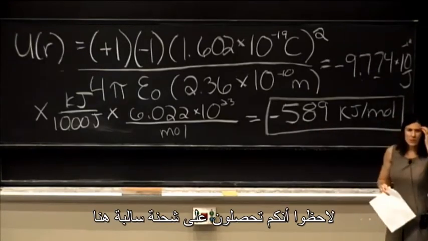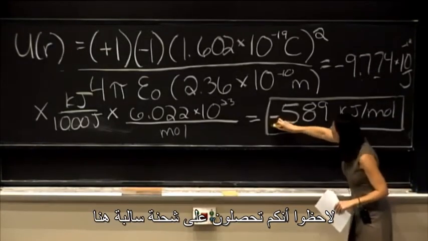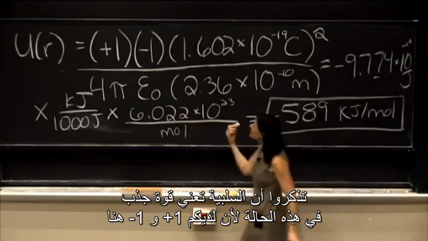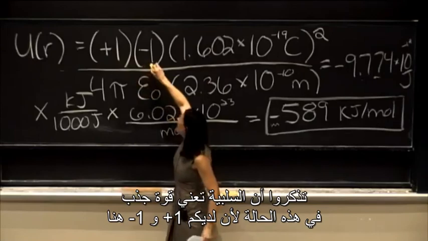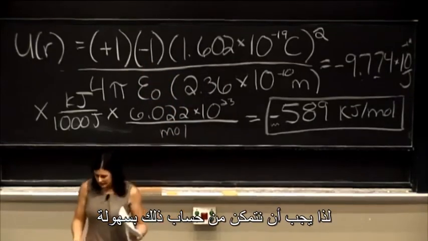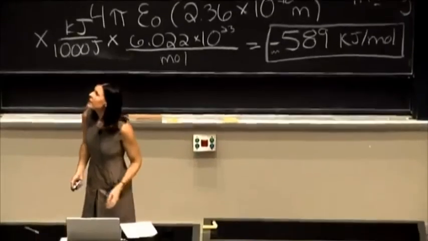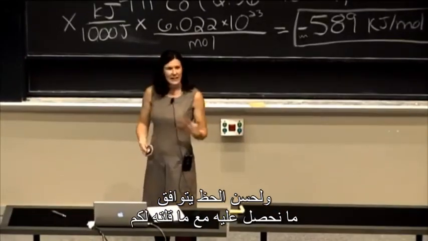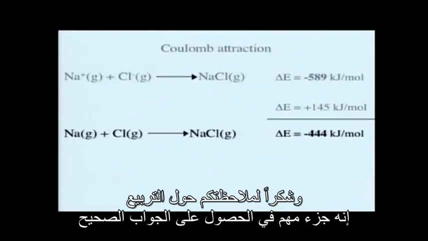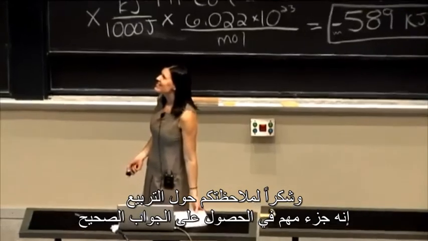So notice that you will naturally get out a negative sign here. Remember, negative means an attractive force in this case because you have the plus and the minus 1 in here. So we should be able to easily do that calculation. And what we end up getting matches up with what I just told you, luckily. And thank you for catching the square. That's an important part in getting the right answer.